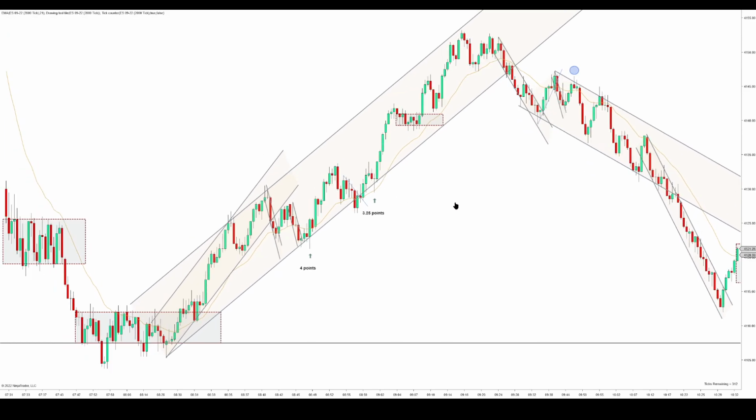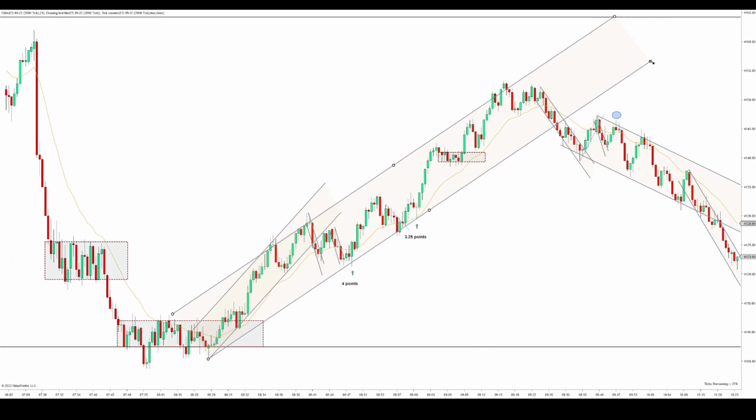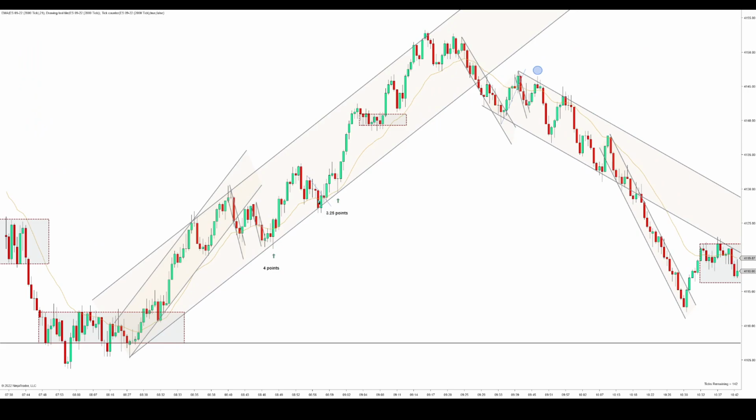Very, very nice entry. And then I did adjust the channel like this as it kept forming. But so then here we have a couple legs up. We don't get any good corrections to the EMA. We obviously can't go short because we're in this big uptrend, so we would only be looking for longs.